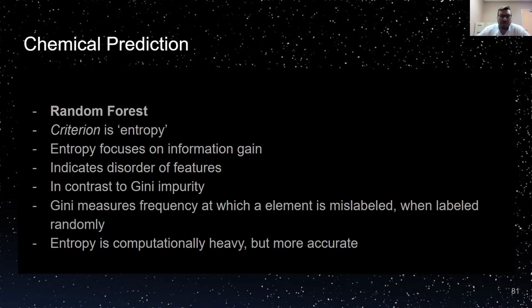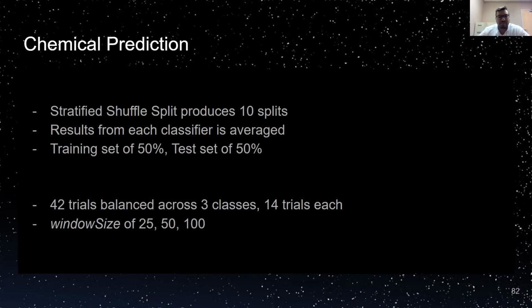Again, we're using entropy in this work, which focuses on information gain and indicates disorder. This is in contrast to Gini impurity, which measures the frequency at which elements are mislabeled when labeled completely randomly. Entropy is computationally heavy, but generally considered much more accurate.